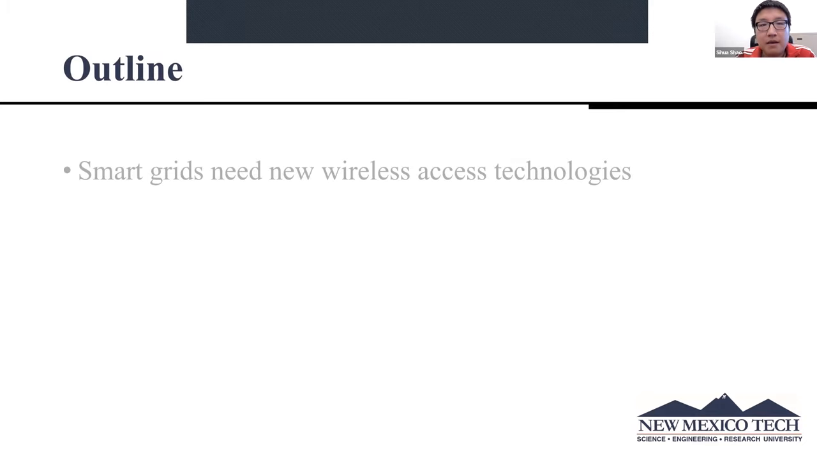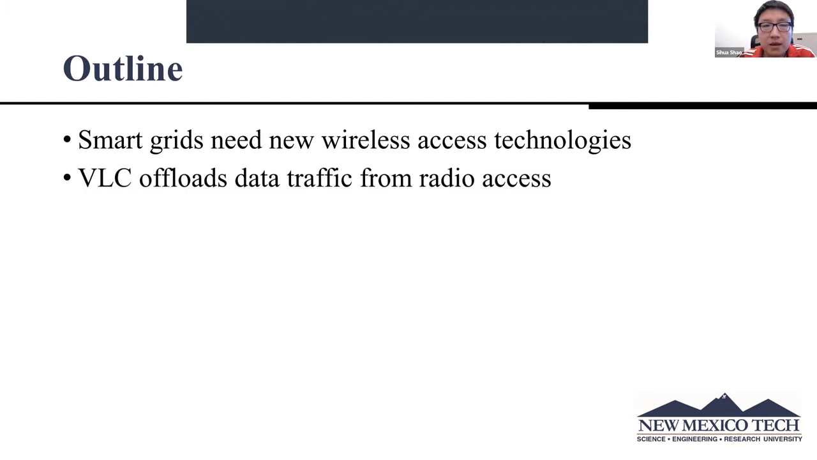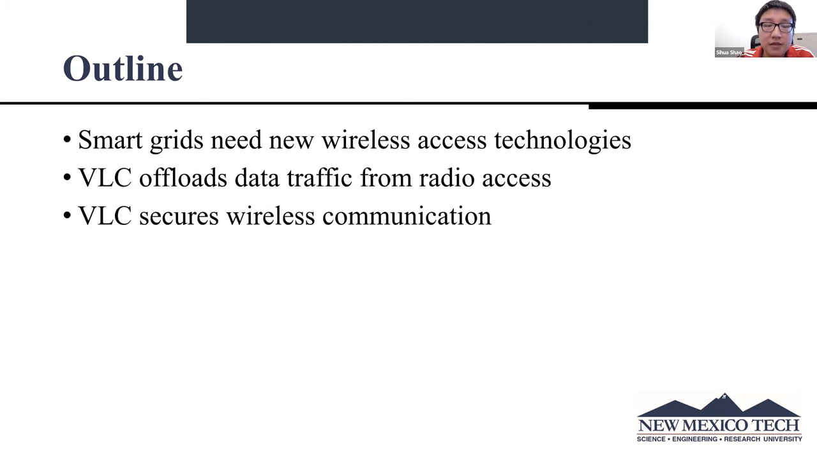Here is the outline. First of all, I would like to talk about why smart grids need new wireless access technologies. Without new wireless access technologies, what problem will it encounter? And as a new wireless access technology, visible light communication can offload the data traffic from the conventional radio access, for example, your home Wi-Fi router and the cellular network, 4G, 5G. Visible light communication can also secure the wireless communication between the smart appliances, the IoT sensors, and the gateway.